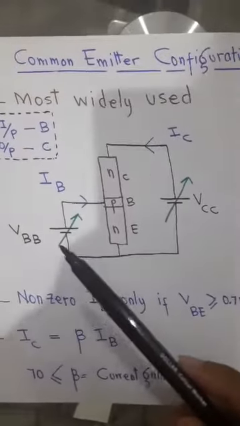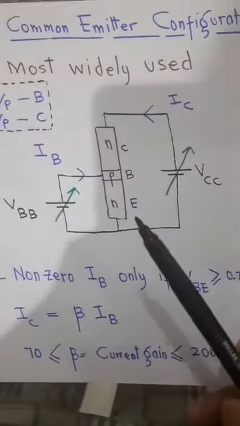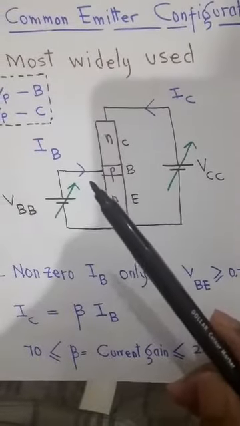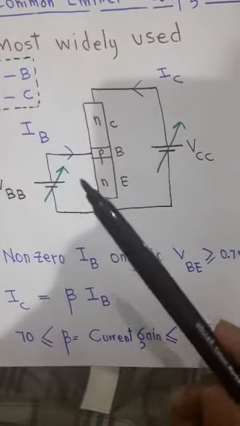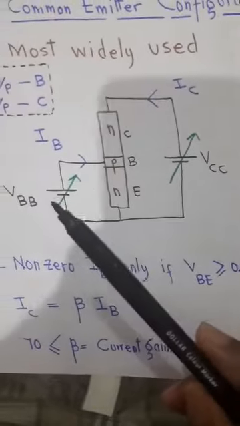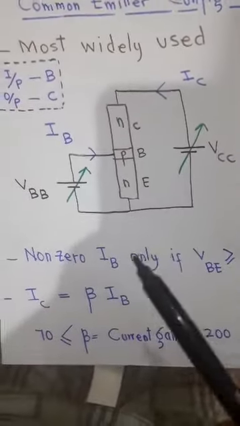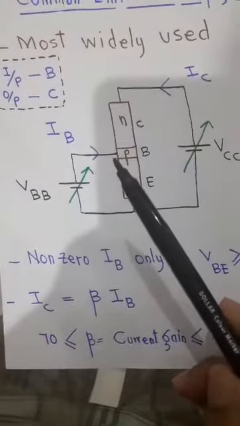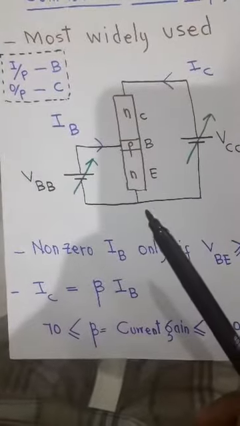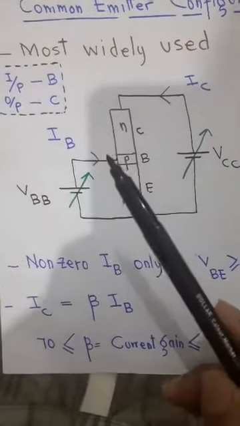The operation is such that if we apply a positive voltage to the base emitter junction, this base is p-type material and the emitter is n-type material. If we apply a voltage across base and emitter, this is equivalent to applying a positive voltage across a PN junction. So this PN junction is forward biased because we have applied the positive side of the battery to the base, the p-type material, and negative to the n-type material. That is why this junction is forward biased.